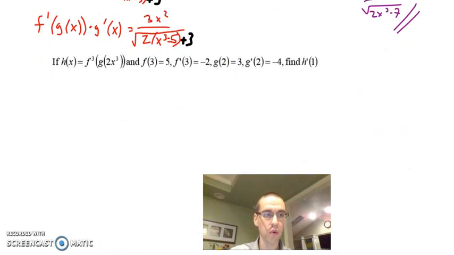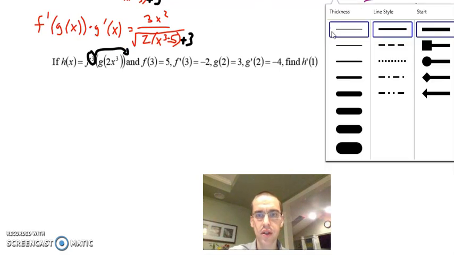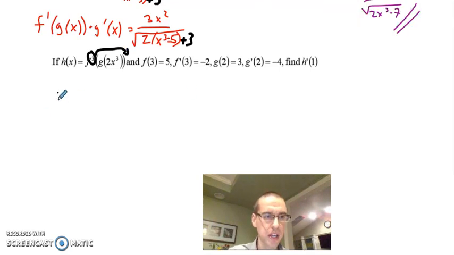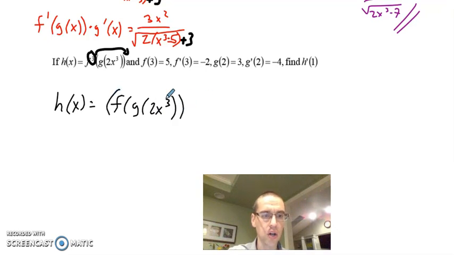So with this one, this 3 right here needs to be brought out. Okay? So what we have is h of x equaling f of g of 2x cubed, all raised to the third. So we have one main function, then another, then another, and then another. So you should be taking the derivative 4 times.